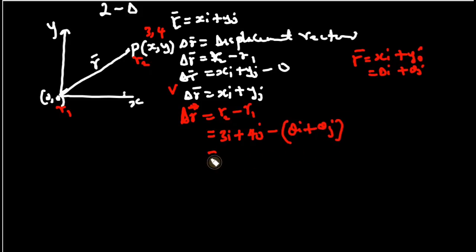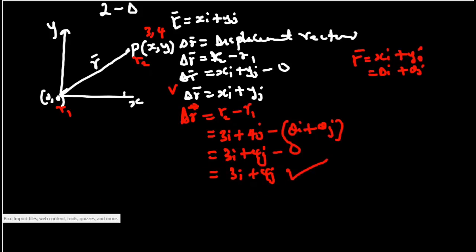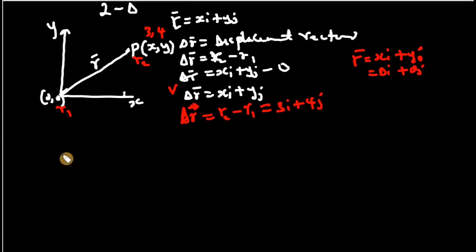So the displacement vector here will be 3i plus 4j minus 0. So this will be 0 finally. So what we have now will be 3i plus 4j. So this is the displacement vector, or the change in the position vector. So what happens if it is represented as this?